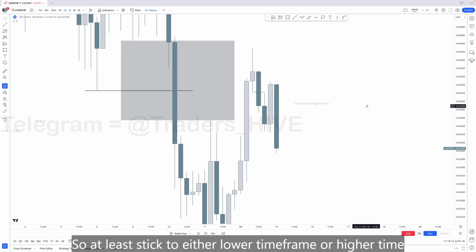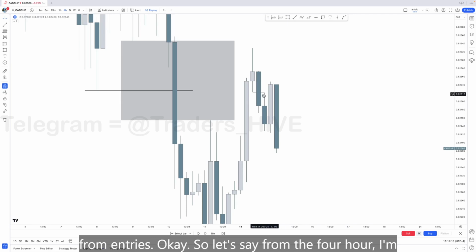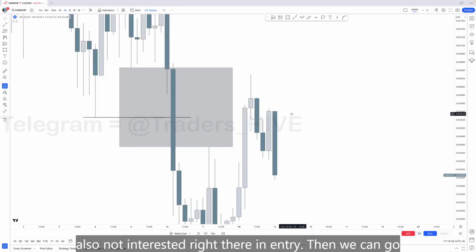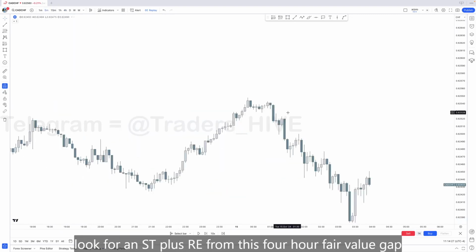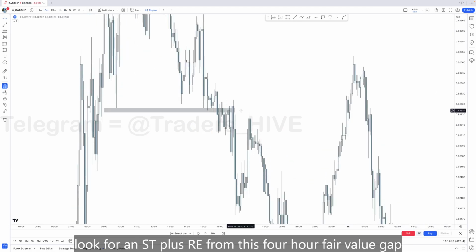Very important. So at least stick to either lower time frame or higher time frame entries. Okay. So let's say from the 4 hour, I'm also not interested right there in entry. Then we can go down from that 4 hour to the 5 minute right there to look for an ST plus re from this 4 hour fair value gap right here.